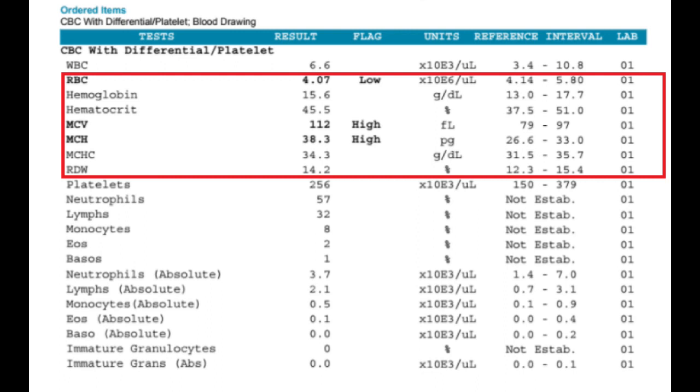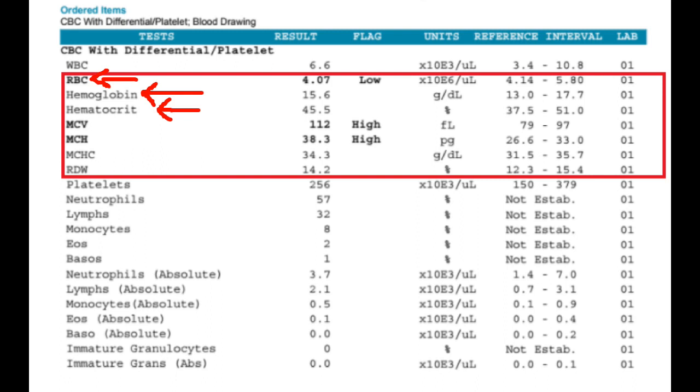So for the red blood cells, the three main things you need to look at are the RBC count, the hemoglobin, and the hematocrit. The RBC count measures the amount of red blood cells in the blood. The hemoglobin measures the amount of hemoglobin in the blood. Hemoglobin is the protein that's responsible for carrying oxygen in the blood cells, so it's very important. And the hematocrit is the ratio of red blood cells to the total volume of blood that you have.